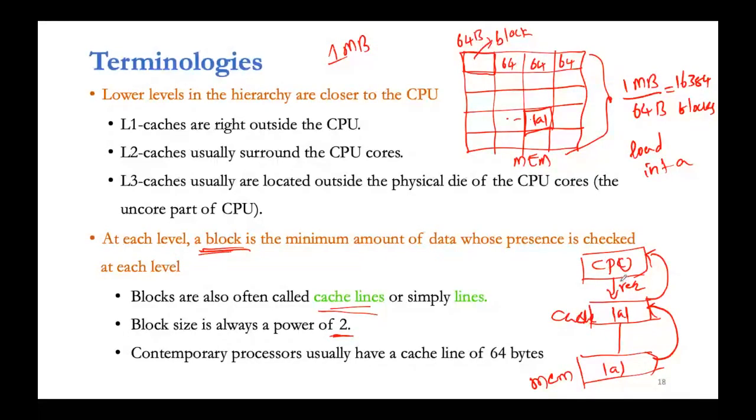So for the next time, in our previous example, when the move instruction of your R2 and A is reused, it will first check inside the cache. That is the minimum amount of data whose presence is checked at each level, whether it is there or not in the L1 cache. If it is not there in the L1 cache, then it goes and checks in the L2 cache. If it is not there in the L2 cache, then it will go and check in the L3 cache and then in memory. So this process is continuous.